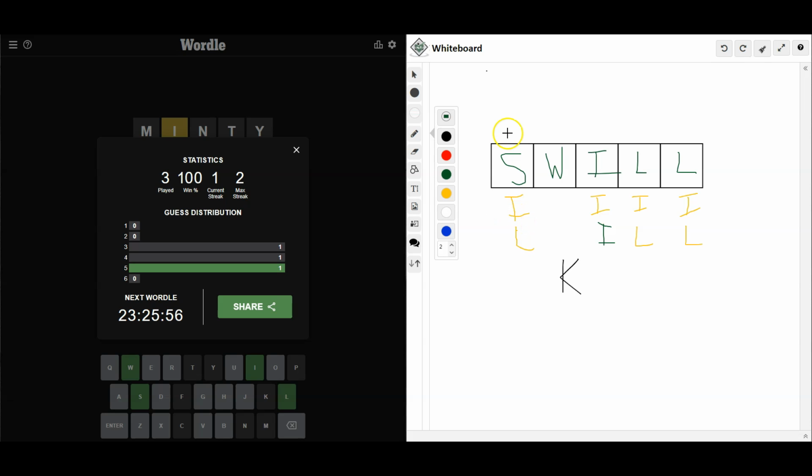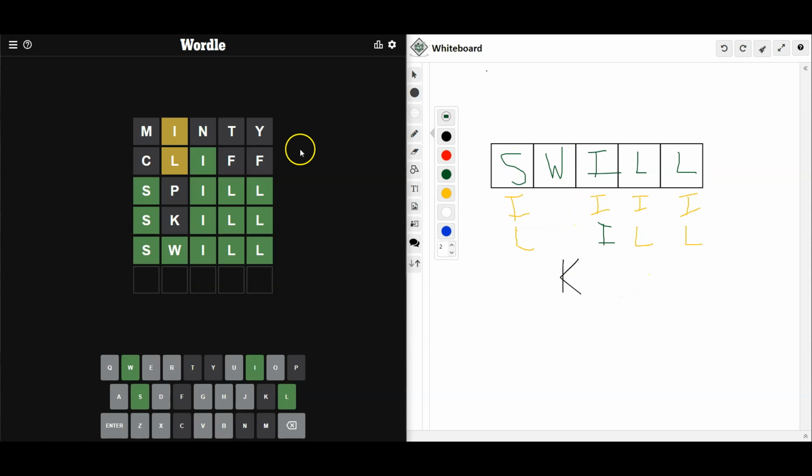So that's why I used the whiteboard and went, hey, there could be a possibility here that the I could go here with my I, L, and L as the end. But I just didn't know. When I got that S right away, I think that was the key to beating this board.